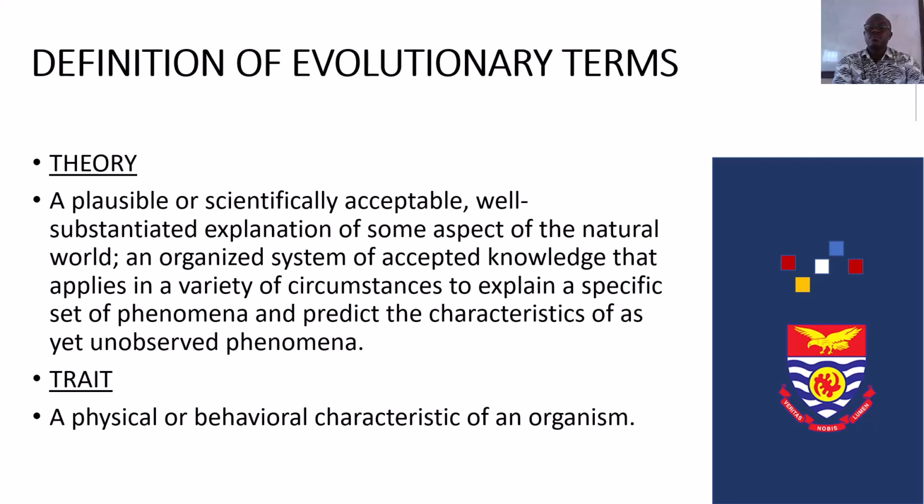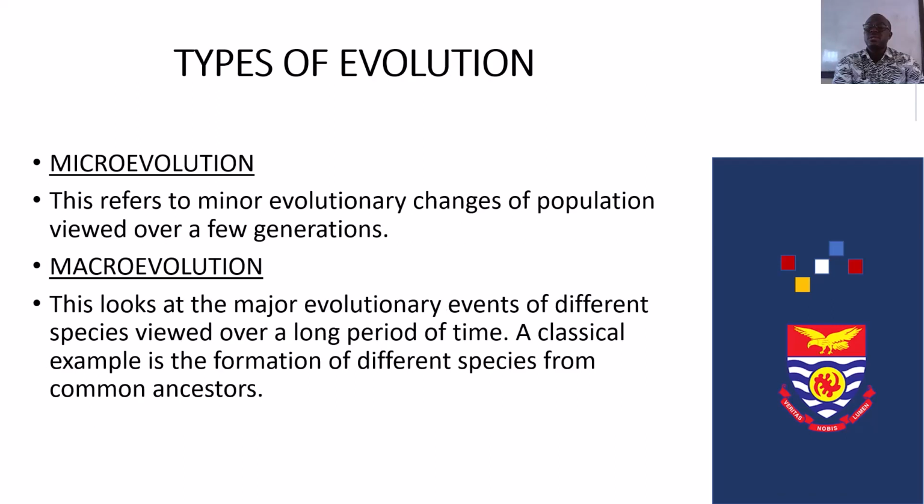Theory: a plausible or scientifically acceptable, well-substantiated explanation of some aspect of the natural world, an organized system of accepted knowledge that applies in a variety of circumstances to explain a specific set of phenomena and predict the characteristics of as yet unobserved phenomena. Trait: a physical or behavioral characteristic of an organism.